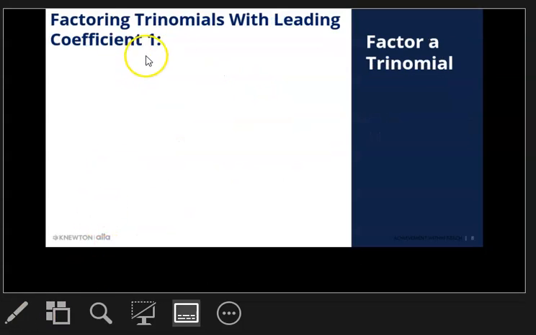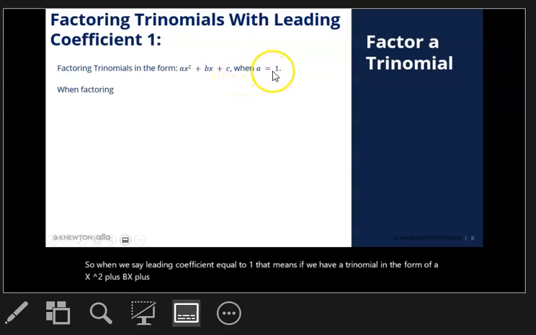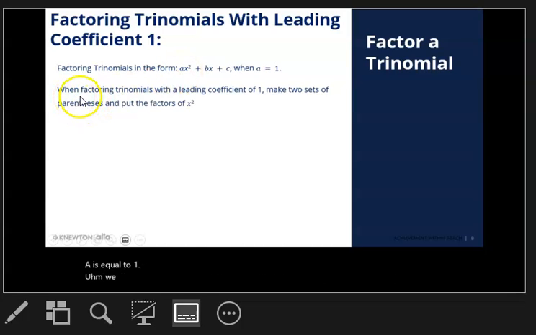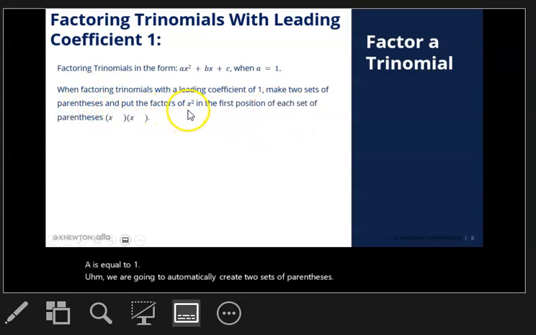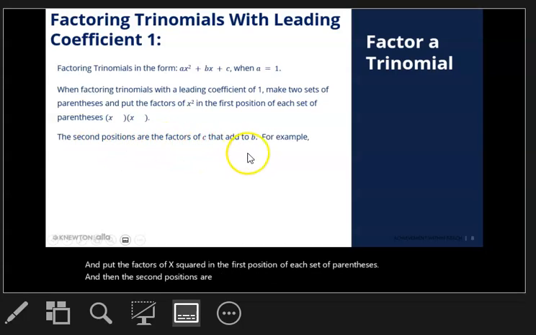Now, how do we factor trinomials with leading coefficient equal to 1? So when we say leading coefficient equal to 1, that means if we have a trinomial in the form of ax squared plus bx plus c, when a is equal to 1, that means that leading coefficient, a, is equal to 1, we are going to automatically create two sets of parentheses and put the factors of x squared in the first position of each set of parentheses. And then the second positions are the factors of c that add to b.